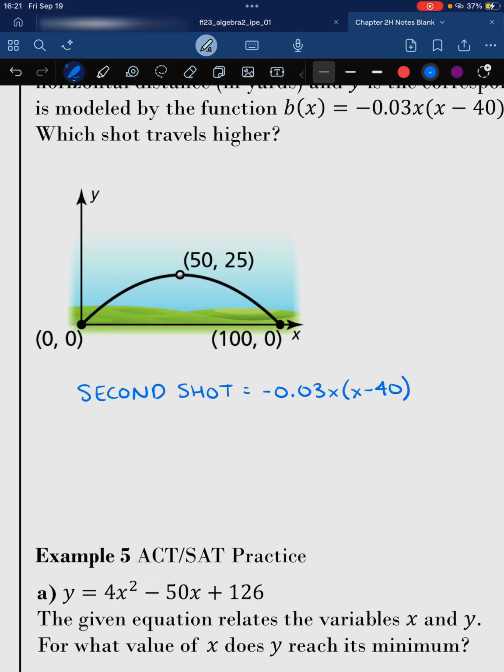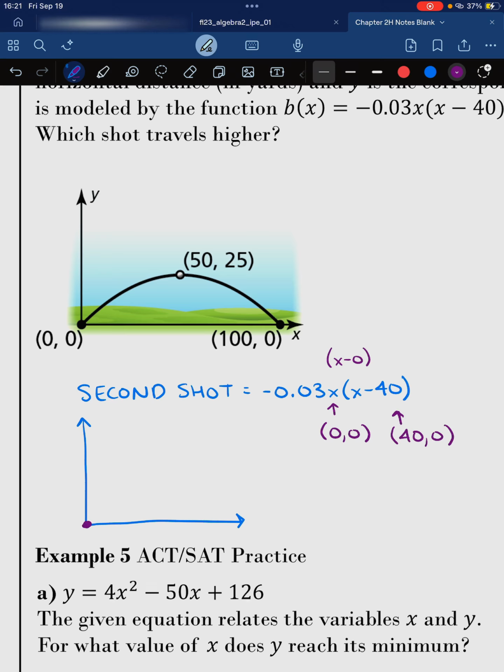And I'm not going to spend too much time on this. I just need a sketch. But what I can do pretty quickly is recognize, since this is in factored form, this tells me I have an x-intercept at (0, 0), right? Because I could rewrite this factor as x minus 0. So 0 is one of my x-intercepts, and 40 is going to be my other x-intercept. So I'm going to go ahead and put those on there.